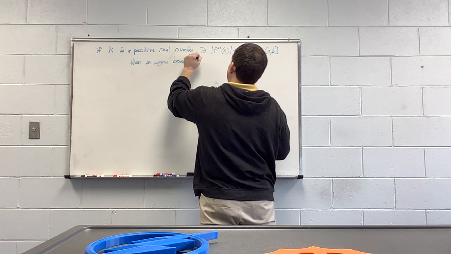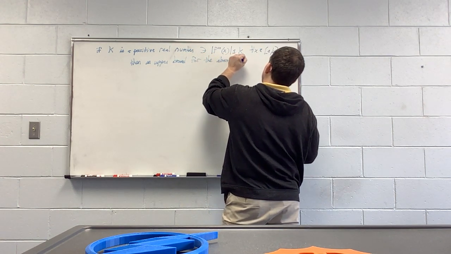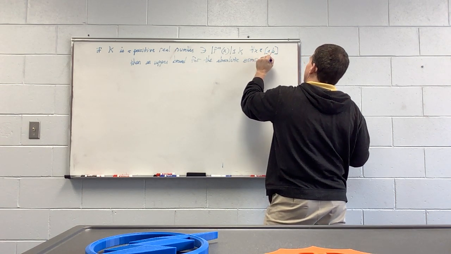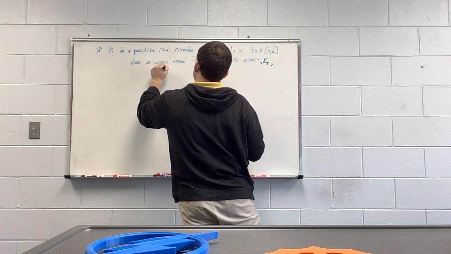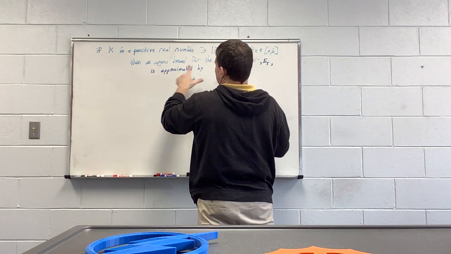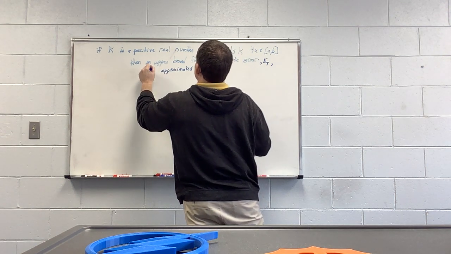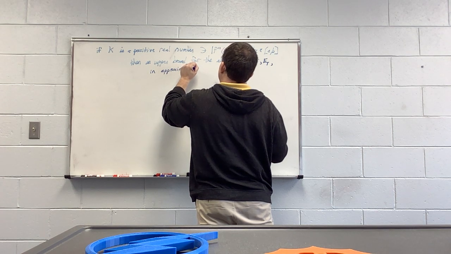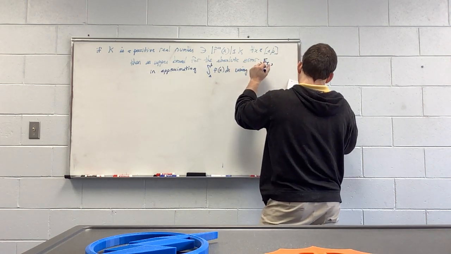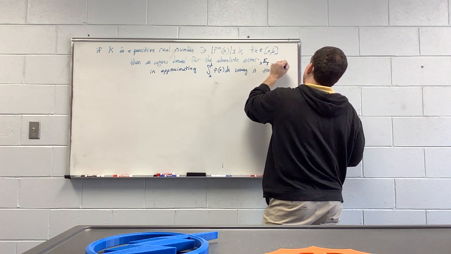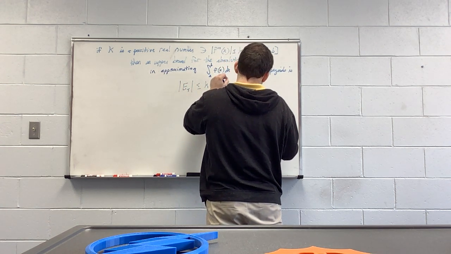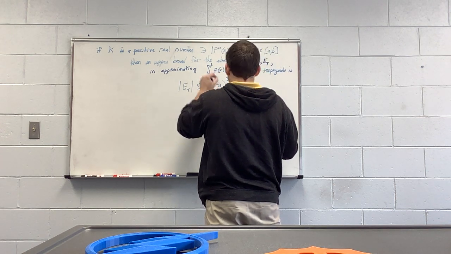then an upper bound for the absolute error E sub t in approximating the integral from a to b of f of x dx using n trapezoids is the absolute value of E sub t is less than or equal to k times (b minus a) cubed all over 12n squared.